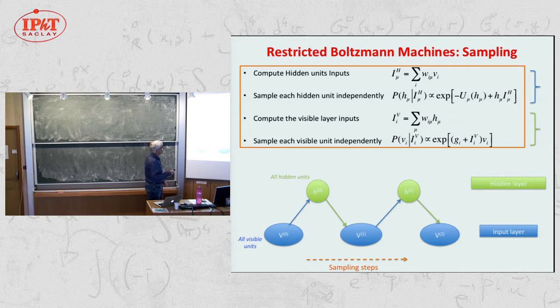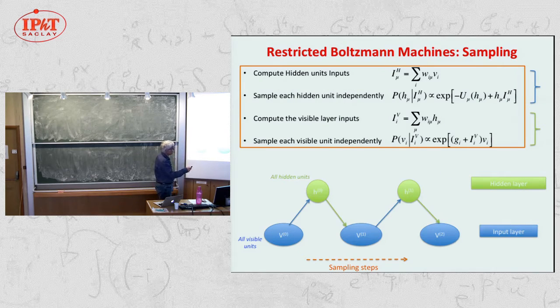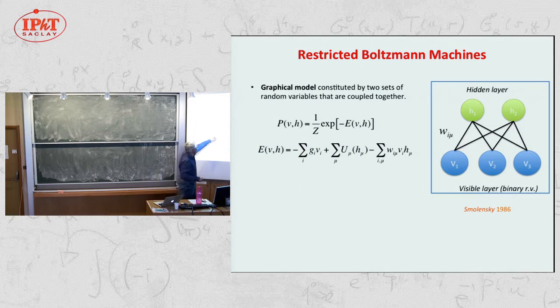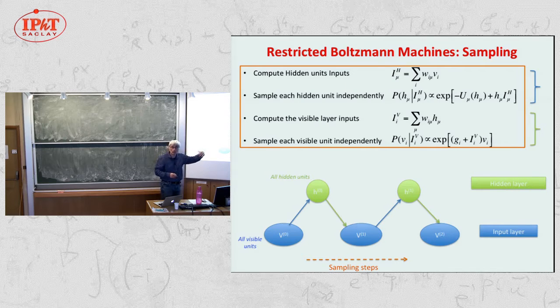Then I will compute the activity of hidden unit mu conditioned on the V's, that is on the input here, by sampling from this scalar distribution. It's a probability density which corresponds only to the h mu part of this energy. So you have minus the potential U mu of h mu, plus what depends linearly on h mu, which is h mu times the input to hidden unit mu. All the other hidden units are just disconnected from that, so I don't care about them. So sampling from that is actually easy. It's just a 1D distribution, so you can sample from it quite easily.